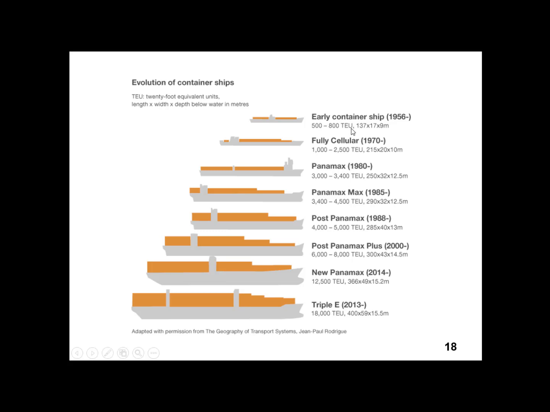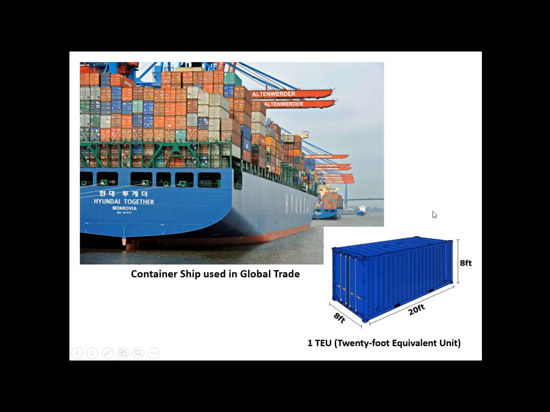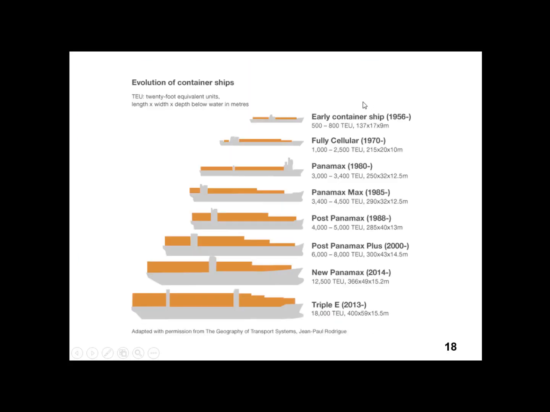So if we look at the evolution of container ships, early container ships were only carrying about 500 to 800 of those TEUs. And when we talk about early container ships, we're talking within the last 70 years. Container ships today, 18,000 TEUs. Okay, so going from 500 to 18,000 of these containers within 70 years. So again, we're seeing massive changes in the way we trade. Not why, but the way we trade.